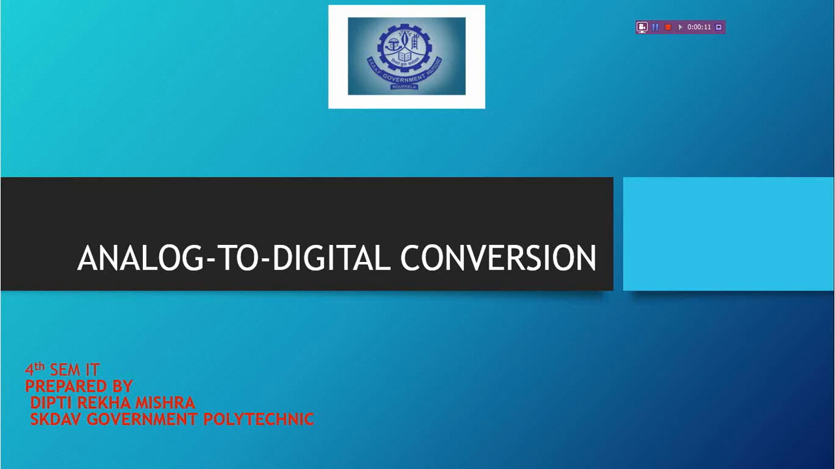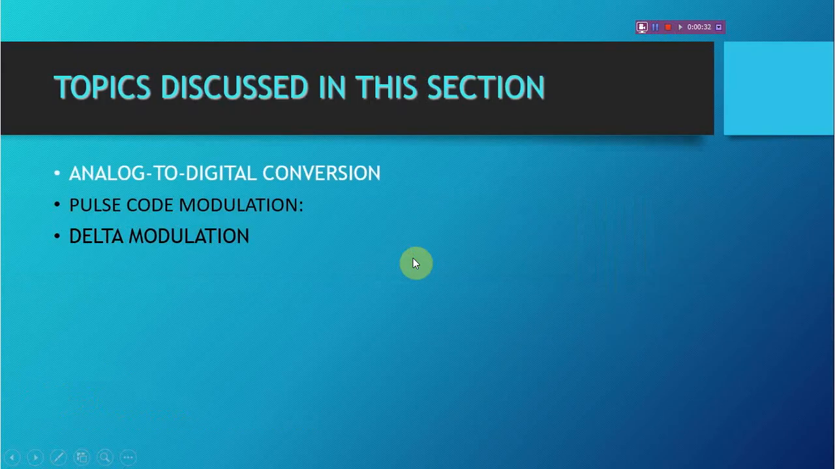In the previous video, I discussed conversion of digital data to digital signal and digital data to analog signal. And in this video, I will discuss conversion of analog data to digital signal. After completion of this video, students will be able to know about analog to digital conversion and the methods used in analog to digital conversion, like pulse code modulation and delta modulation.